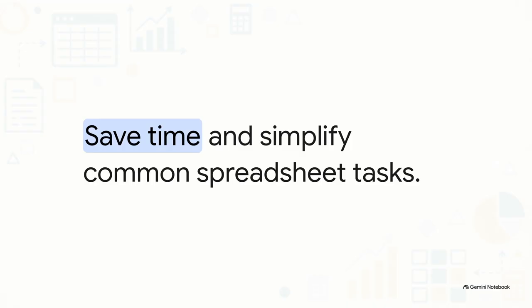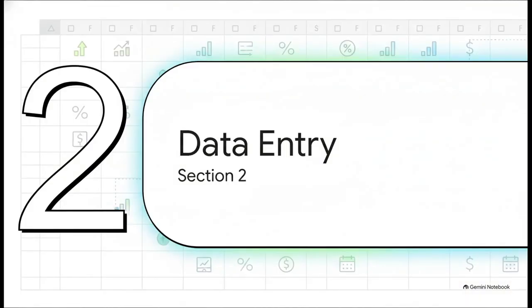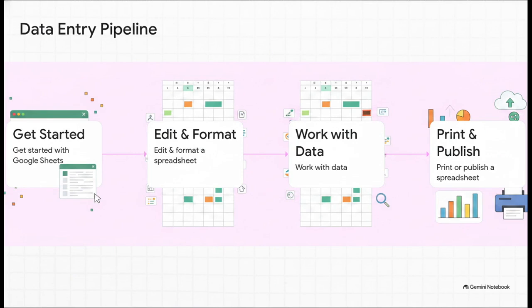Once you've got a handle on that collaborative environment, you need to know how to actually interact with the grid. So moving to Section 2, the basics of data entry. The official documentation outlines this crystal clear, really logical journey for beginners mapped out in 4 simple steps. Step 1, get started. Step 2, edit and format your sheet. Step 3, work with your data. And step 4, print or publish. It's just a beautifully structured pipeline.